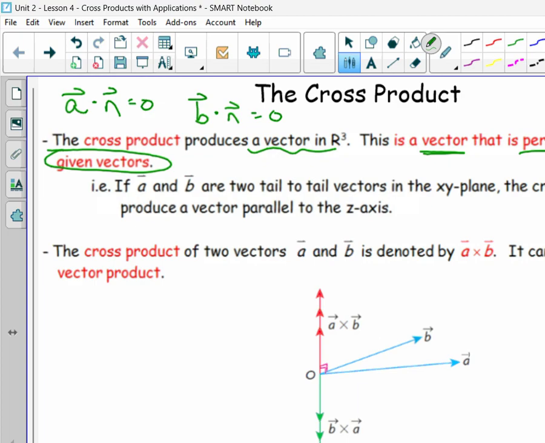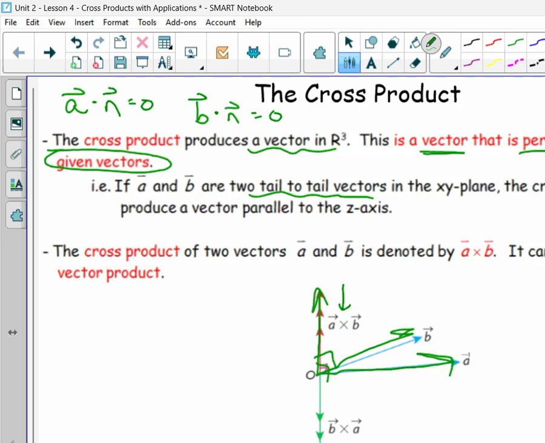As long as a and b are two tail-to-tail vectors in our plane, the cross product will produce a perpendicular one. So here's my diagram, if you will. I got a and b pointing different ways. When I cross them, and this is my symbol for crossing, I'll get a vector that goes this way. It's perpendicular to b, and it's also perpendicular to a.